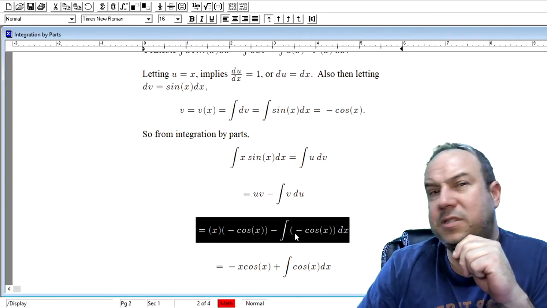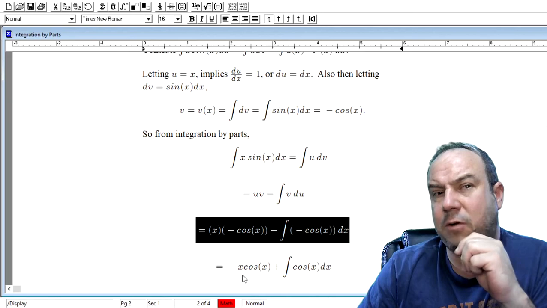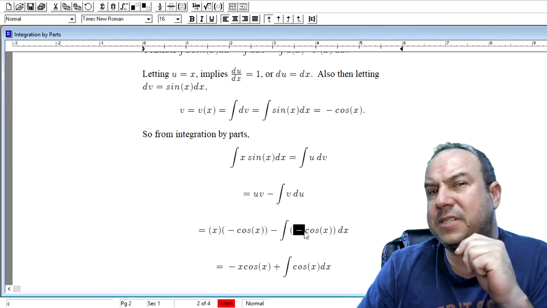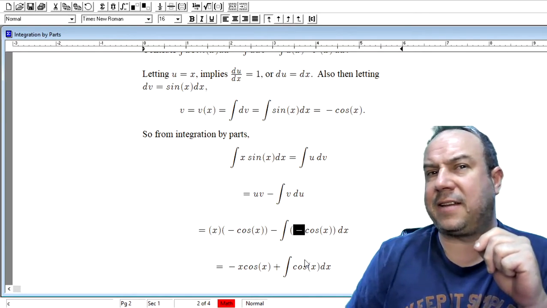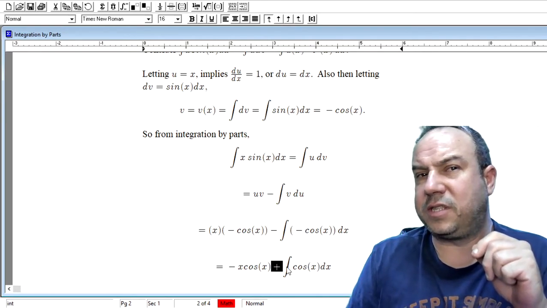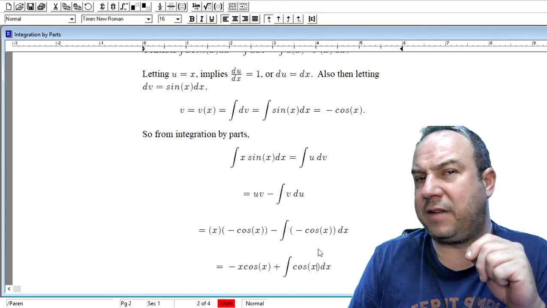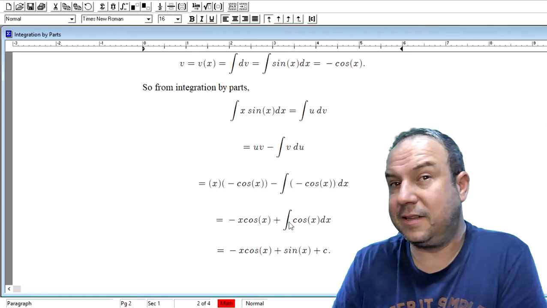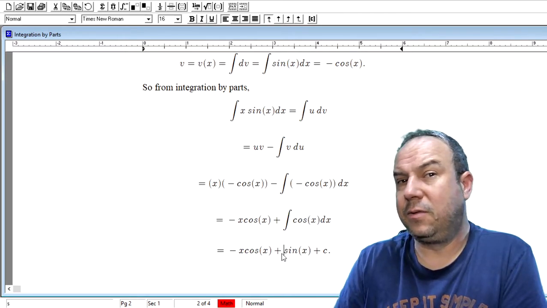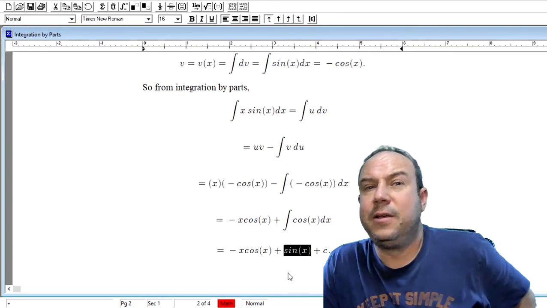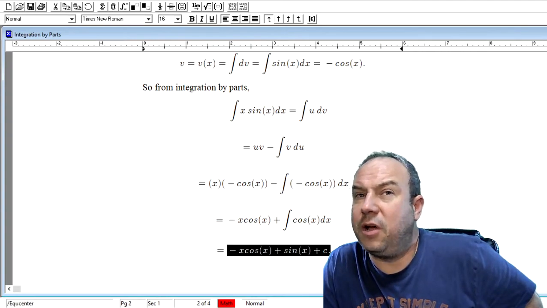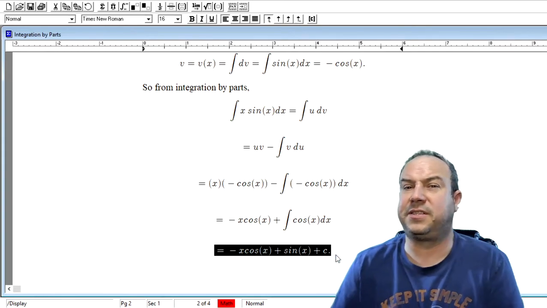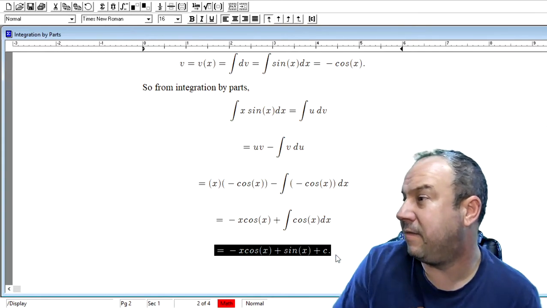We simplify this result now. This is x times negative cosine x. That is negative x cosine x. And here we're going to have the opposite of negative cosine x's antiderivative, which is really just the sum of the cosine of x's antiderivative, which we understand is just sine x. So our result given by integration by parts is just negative x cosine x plus sine x plus c in value, folks.